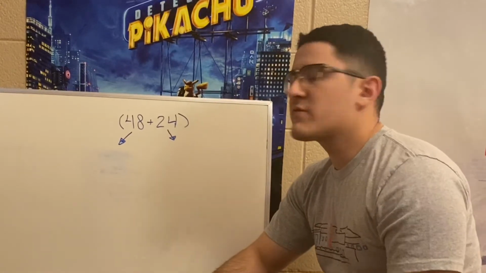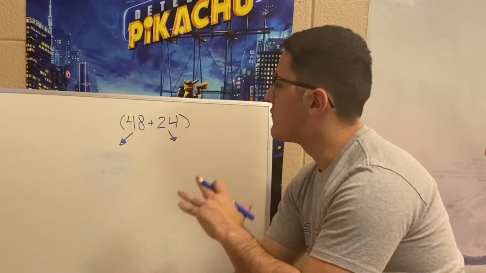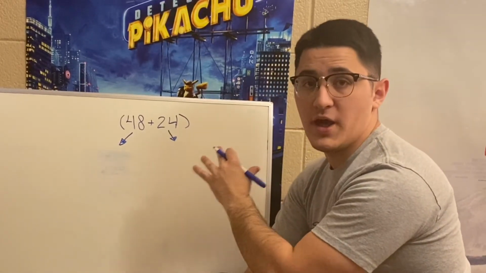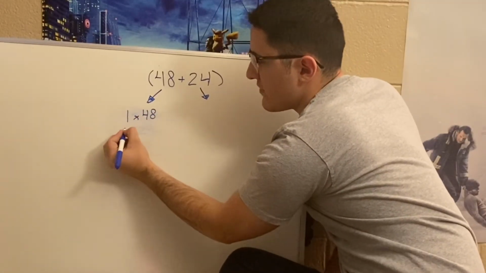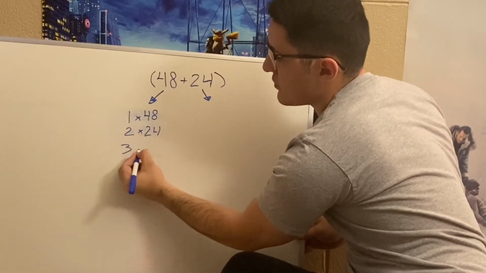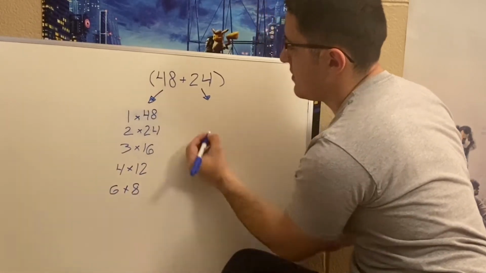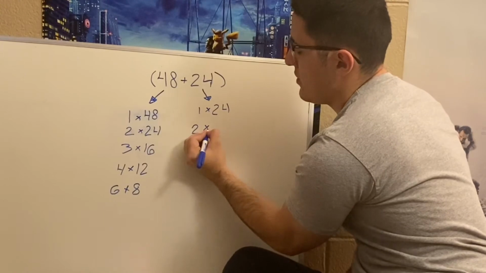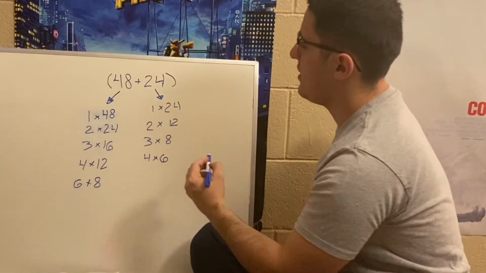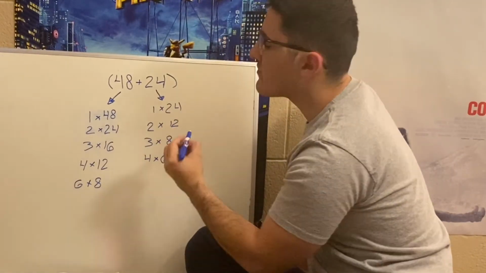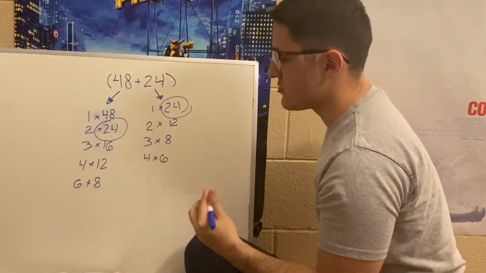Alright guys, first we're going to solve this problem, which is 48 plus 24. We're going to show you how to factor it, okay? The first step would be to go ahead and write all the factors for 48 and 24, so let's go ahead and do that. It's going to be 1 times 48, we have 2 times 24, 3 times 16, 4 times 12, 6 times 8. And for 24, we have 1 and 24. We have 2 and 12, 3 and 8, and 4 times 6. As we can see here, the greatest common factor would be 24, because that's the biggest number both of them have in common. So let's go ahead and do that.